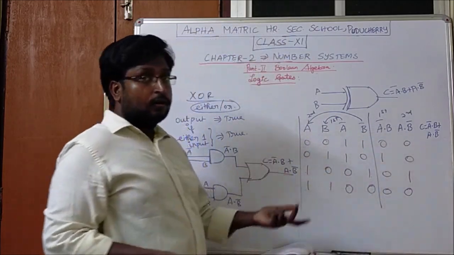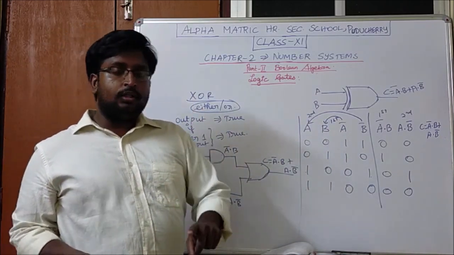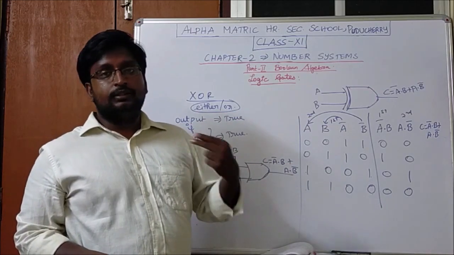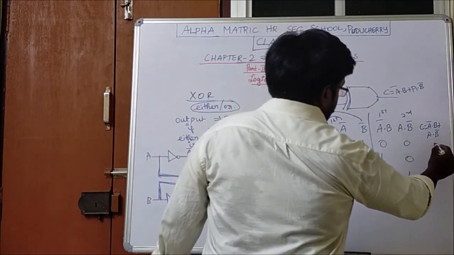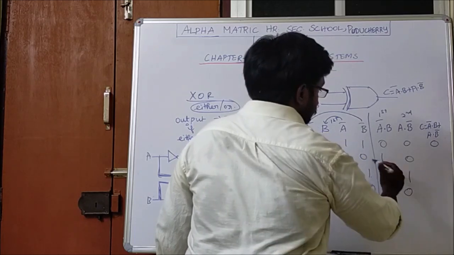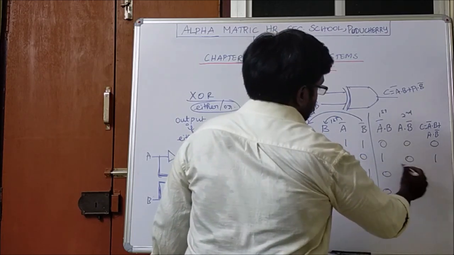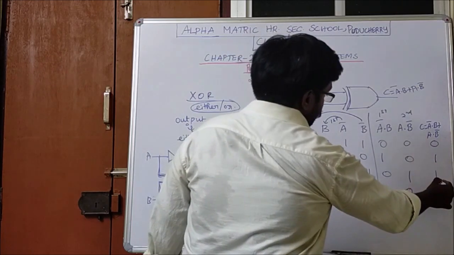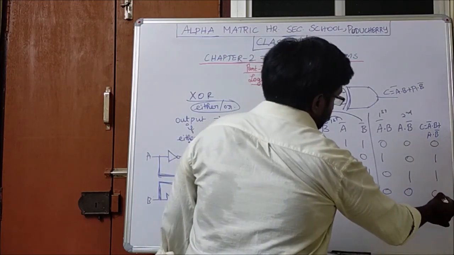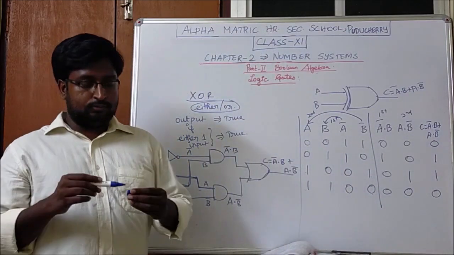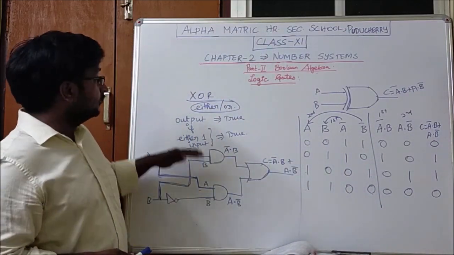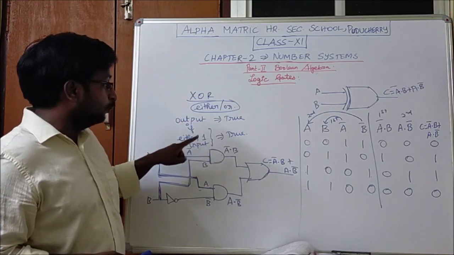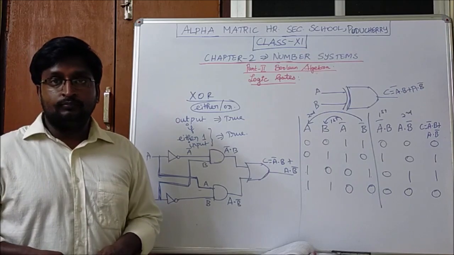Add means the OR operator. If any one input is true, we can give the output as true. So here both are false, so false. Here one is true, so we gave true. Here one is true. And both are false, so this is false. So that is why we said the output will be true if either one input is true.